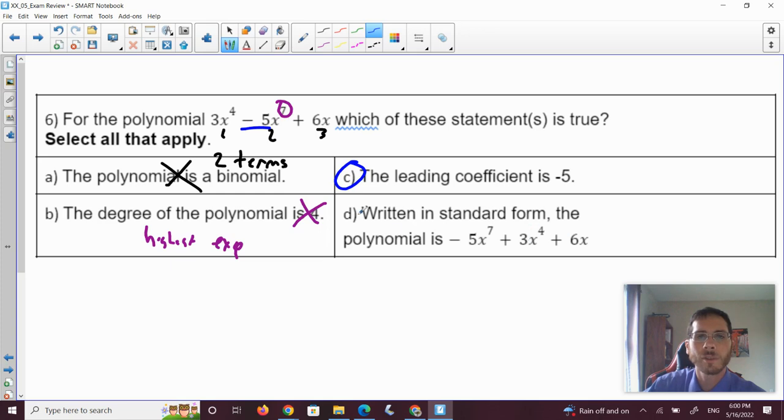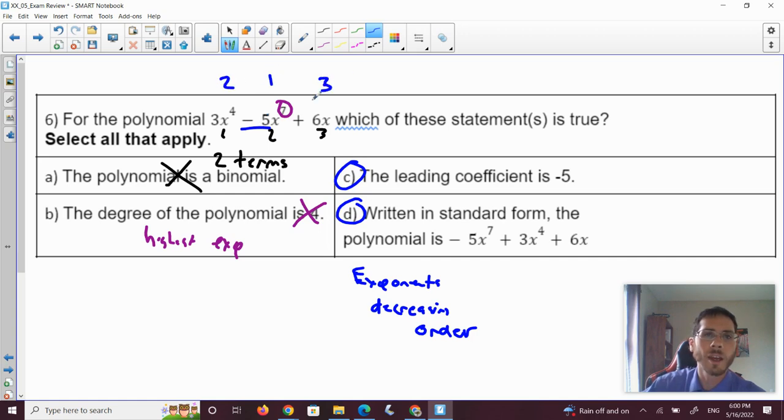And then D, written in standard form, the polynomial is -5x to the 7th plus 3x to the 4th plus 6x. I'm going to pick this one too, because remember in this case, we want the exponents to go in decreasing order. So this one would go first, this one would go second, and then that one would go last, because we've got x to the 7, then x to the 4, then x to the 1 power. So, all right, I'm picking C and D on that one.